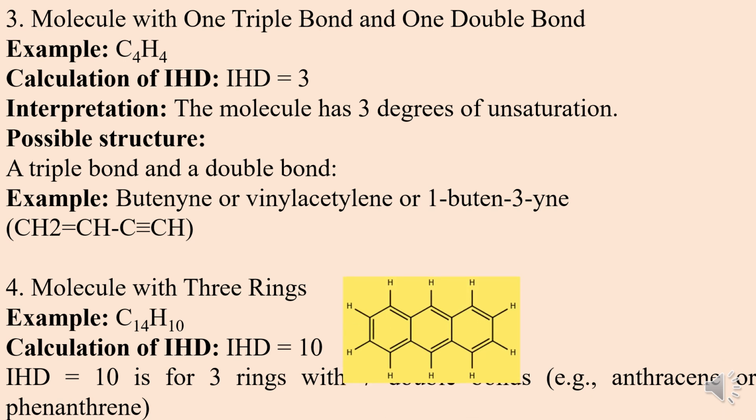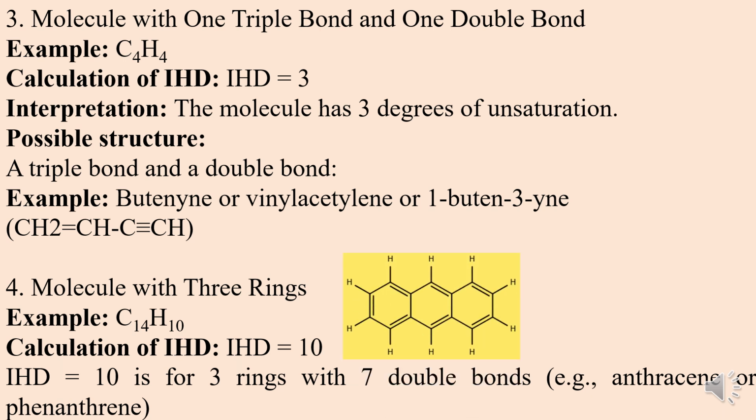Like it could be an anthracene structure or it could be phenanthrene. So it could be any of these 2 structures. It could be either anthracene or phenanthrene. So both the structures have the same molecular formula C14H10. Both have 3 rings with 7 double bonds.